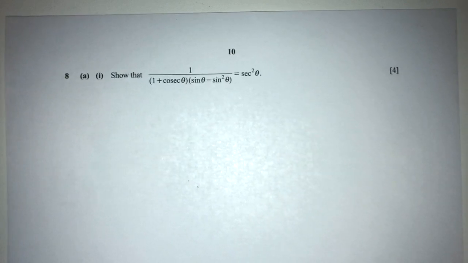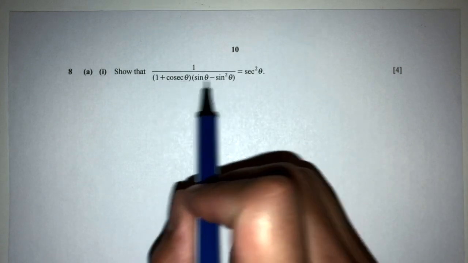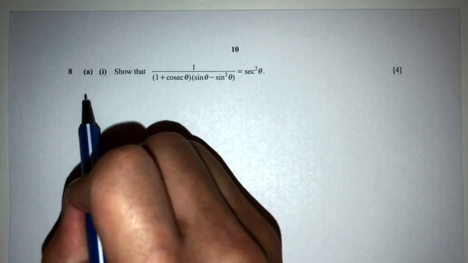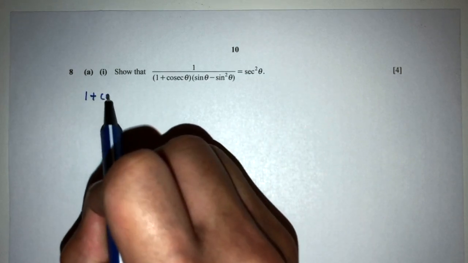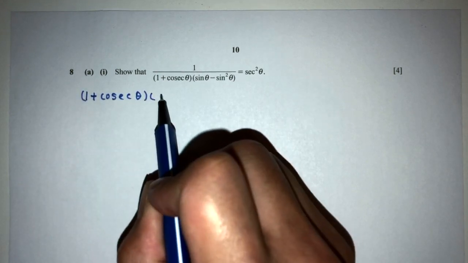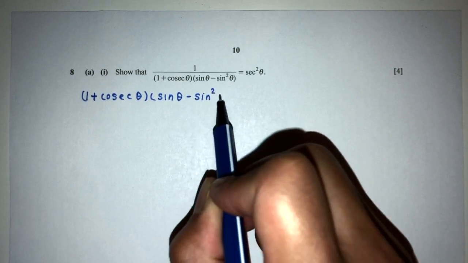Okay, so let's move on to question number 8. Here we have to show the left hand side becomes the right hand side. So how can we do this? Step by step, as always, let's see how we can simplify this. Let's look at the base. We have 1 over cosec theta multiplied by sine theta minus sine square theta.